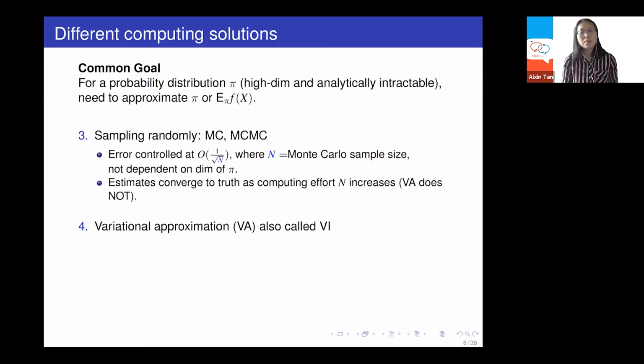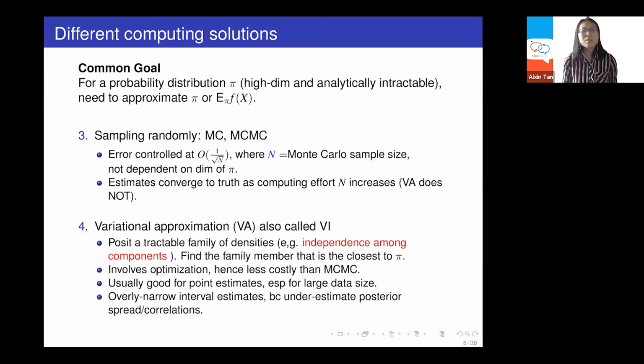In comparison, there's also a very hot competitor for a computing solution. That's variational approximation. Some people call it variational inference, hence VI. The idea of VI is a little bit similar to the analytical one. You think about a tractable family of densities. For example, you assume all the components are independent, and maybe that's simple enough for you to do analytical approximations. When you posit a tractable family of densities, you want to find the family member that is the closest to your target pi.